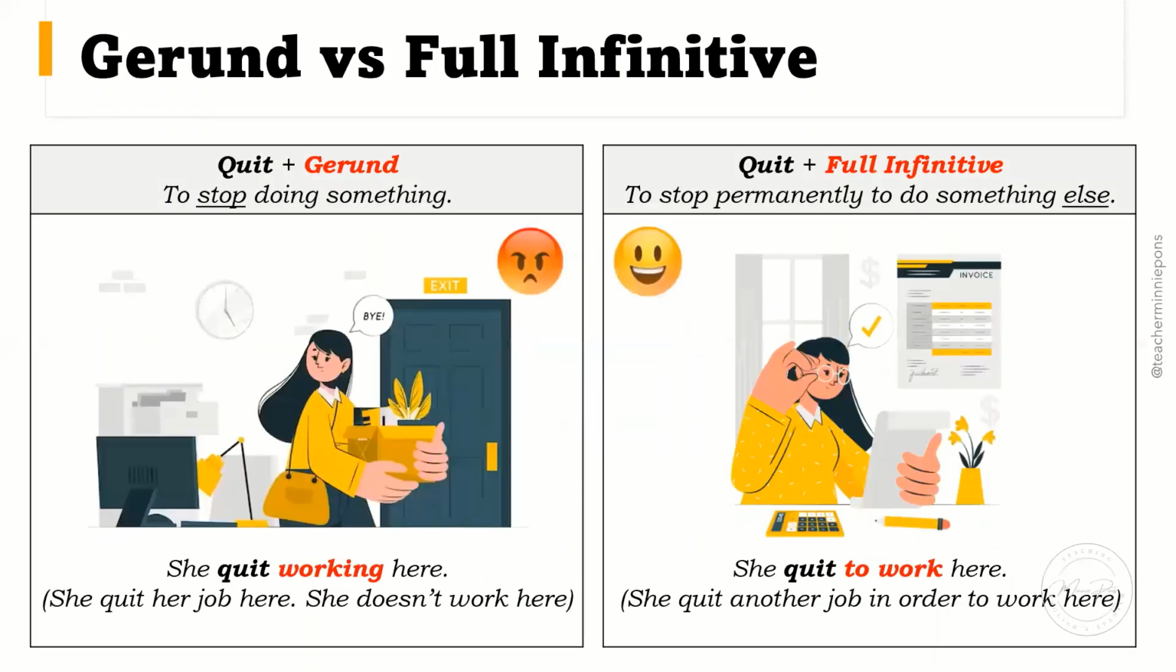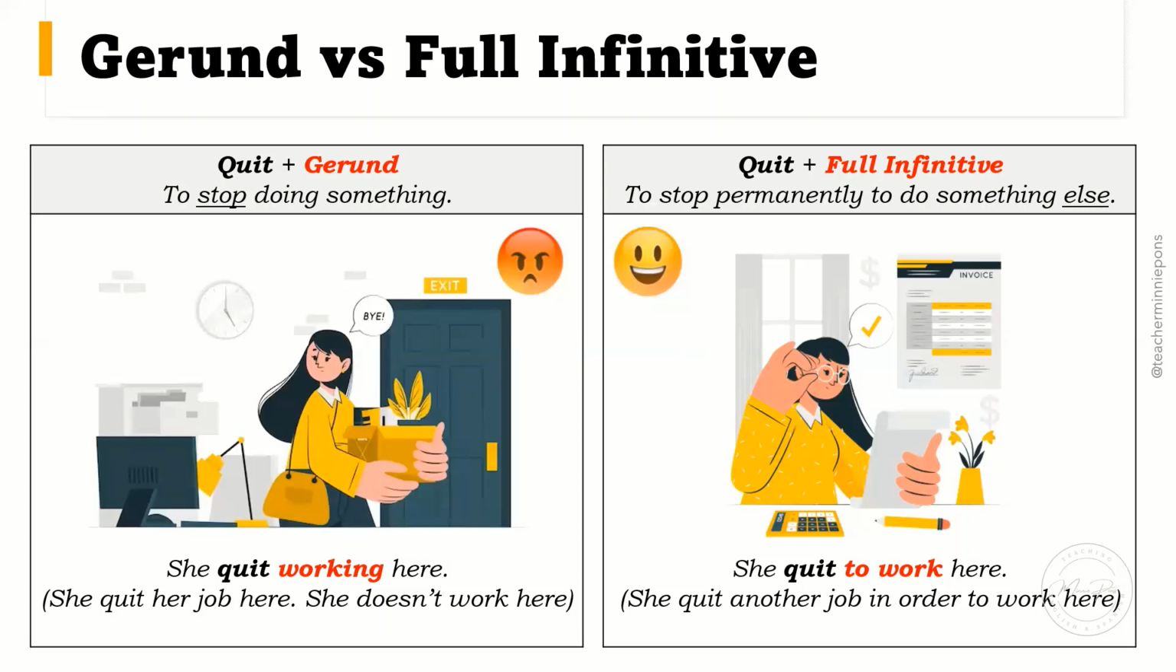And finally, we have the difference between quit plus gerund and quit plus full infinitive. Quit plus gerund is used to stop doing something. For example, she quit working here. That means that she quit her job here and she doesn't work here anymore.